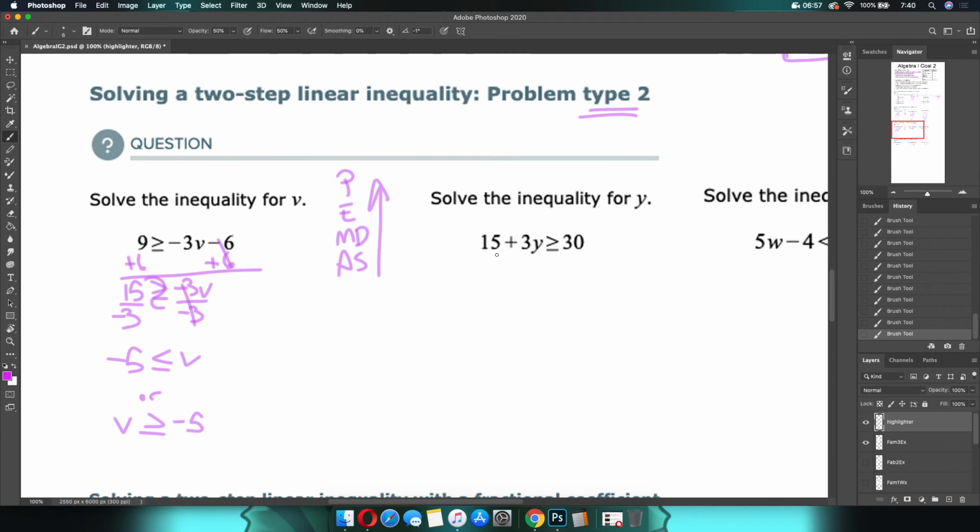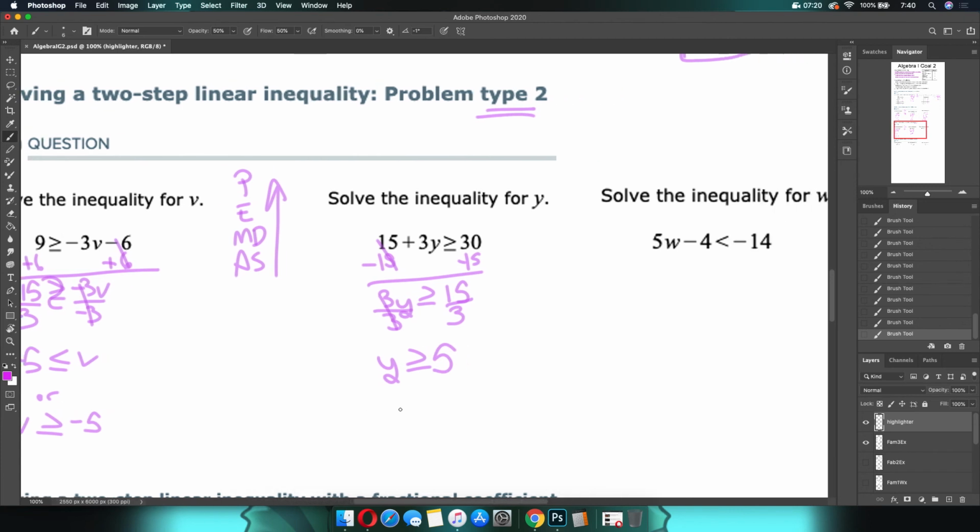Either or. This one, same thing, only let's see here. Are those the same numbers? No. So minus 15, 3y is greater than or equal to 30 minus 15 is 15, divided by 3, y is greater than or equal to 5. So far so good. We haven't been challenged all that much.